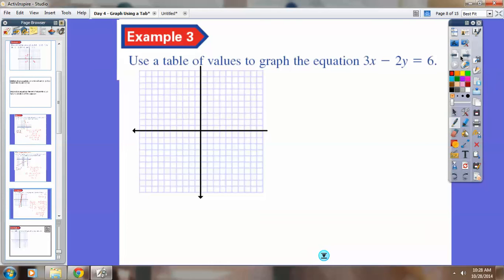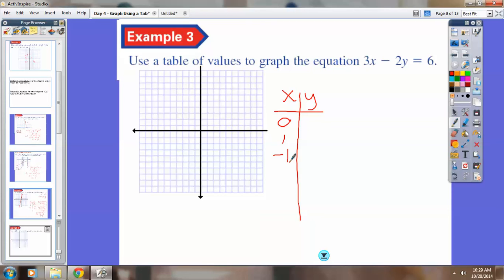Okay, in this one it says use a table of values to graph the equation. I'm going to do an XY chart. I can pick whatever values of x that I want. It doesn't matter. I typically pick 0, 1, and negative 1 just because they're small numbers and they're easy to plot. They're not usually too outrageous of y values.